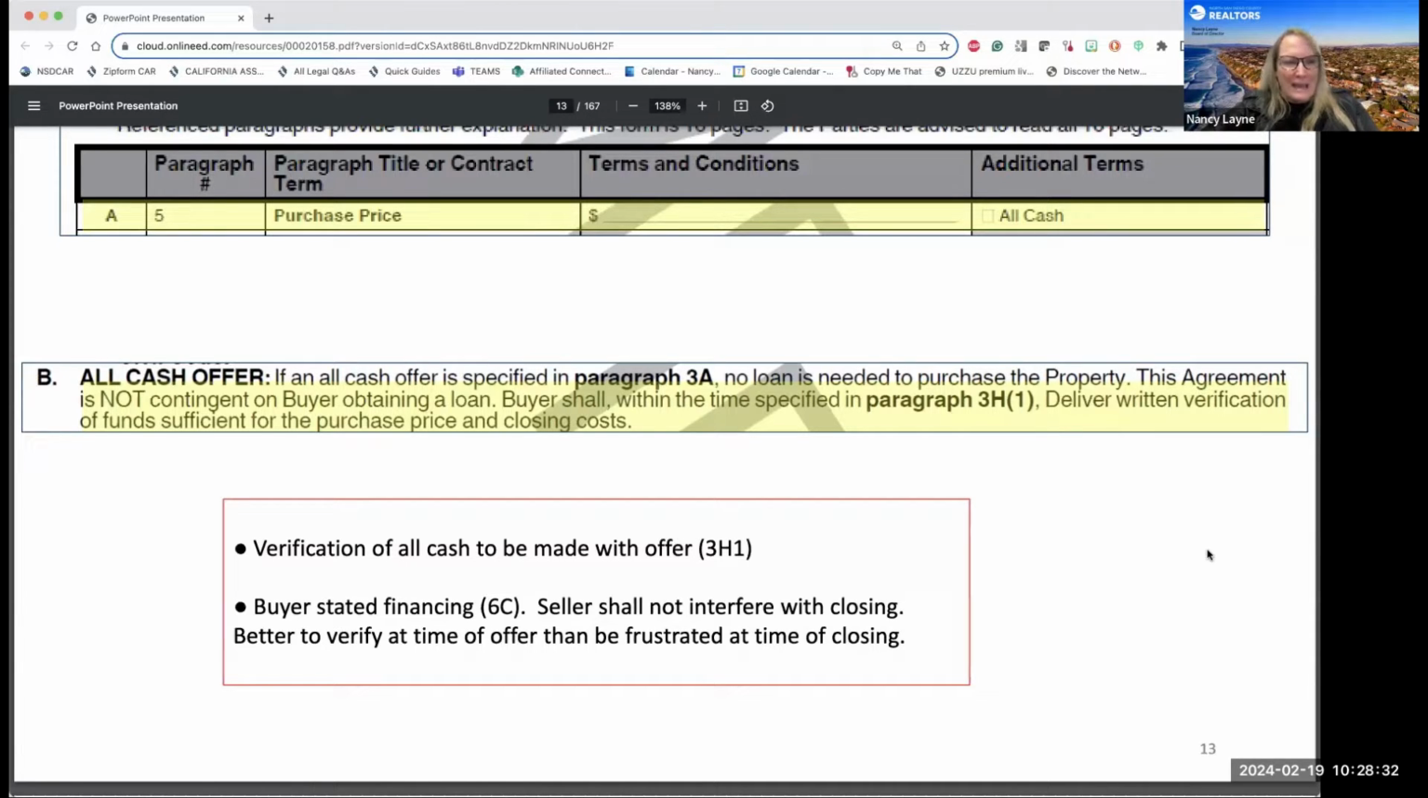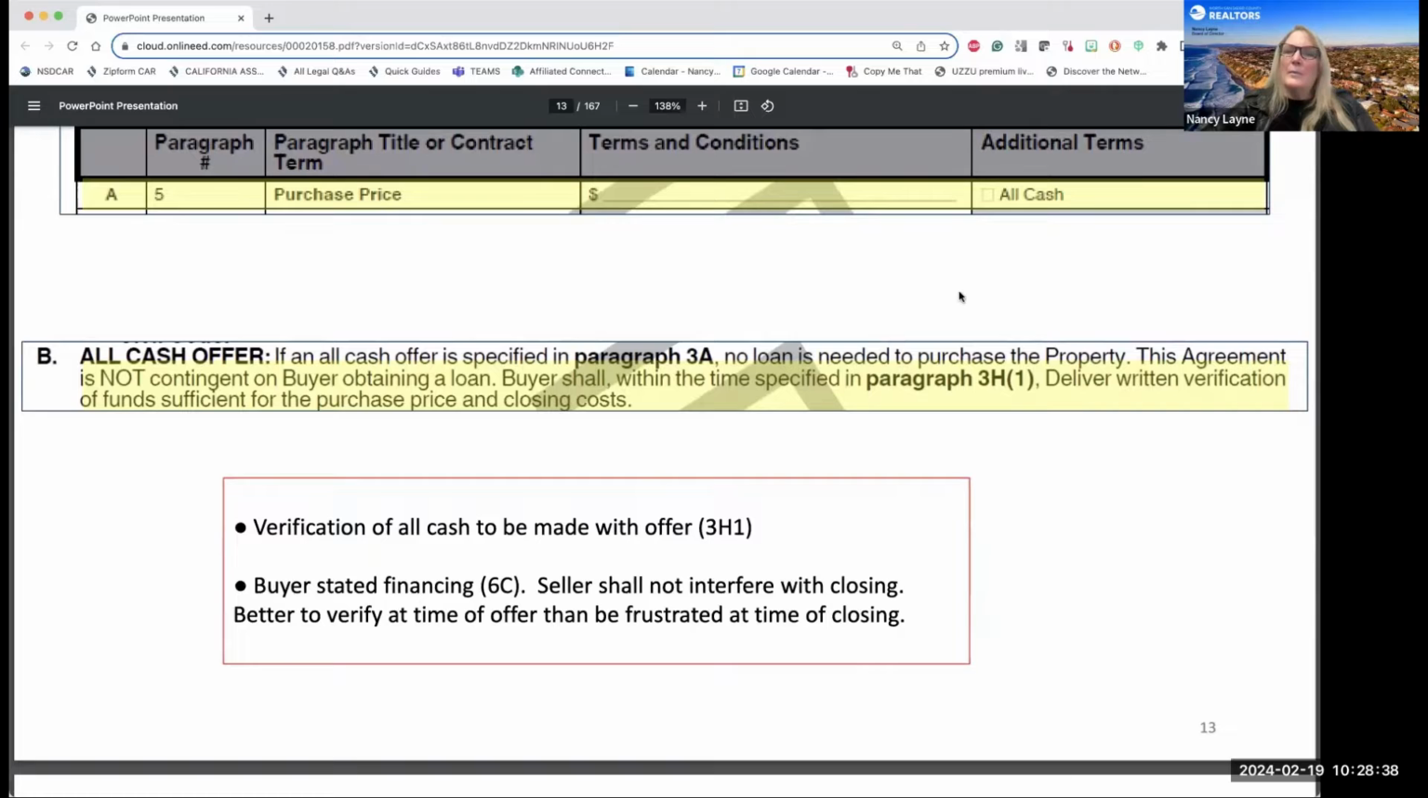However, the buyer can't say, okay, now we need an extra week because we have a loan. They've agreed to close on a certain date. And presumably you have made sure, and the seller has made sure, that the disclosure of their cash when they wrote the all cash offer was sufficient to purchase the property.